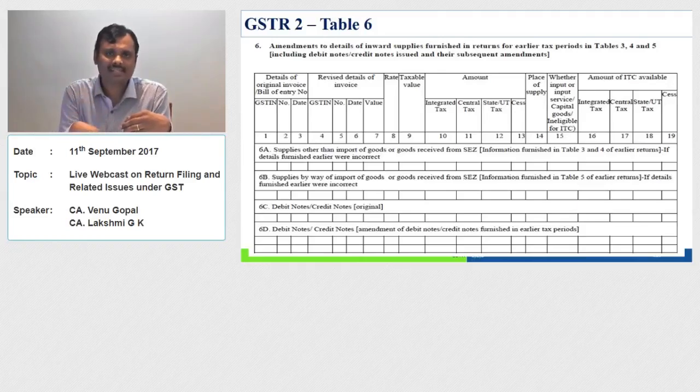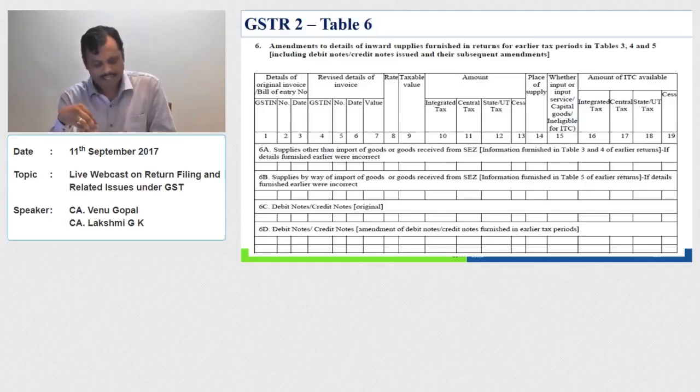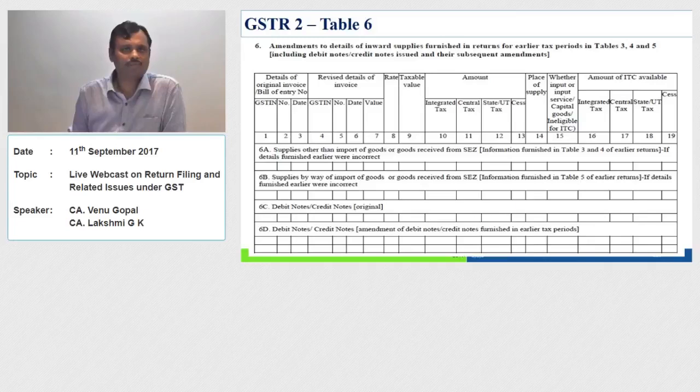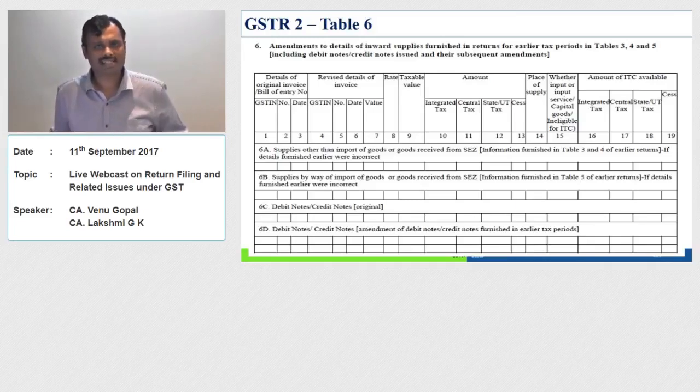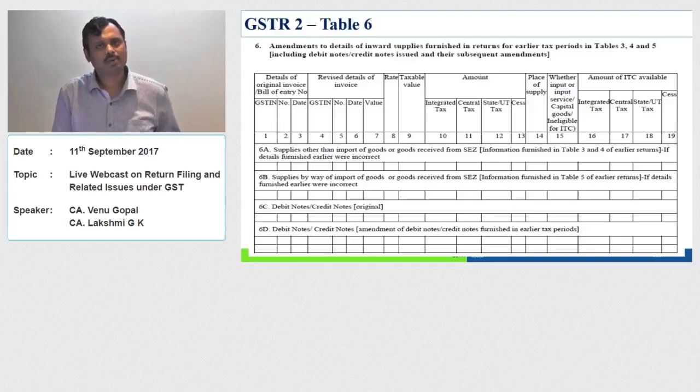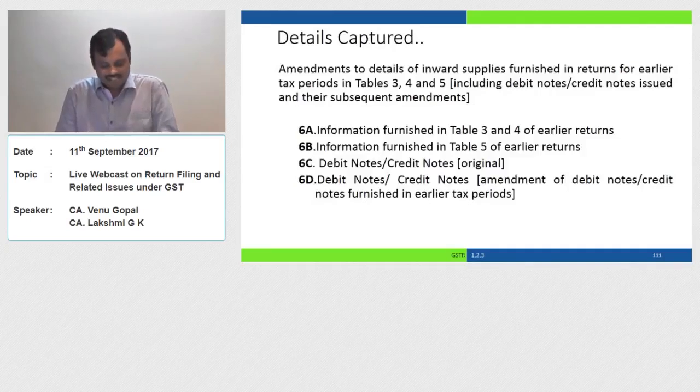Table 6 is the option for amendments of all the inward supplies which are reported under tables 3, 4 and 5. Table 3 was about taxable purchases, 4 was all RCM to be paid, and 5 was import of goods from direct imports or SEZ. All these things I can amend. Along with the amendments, credit notes and debit notes are also reported under the same table. Even if I made a mistake in a credit note or debit note in the past, the same mistake can be corrected under the same table, which is 6D.